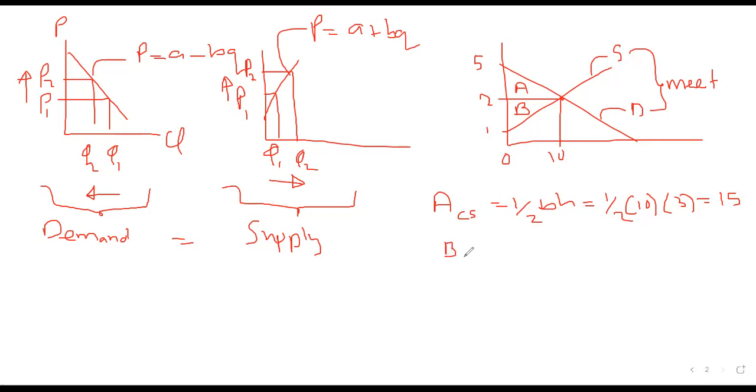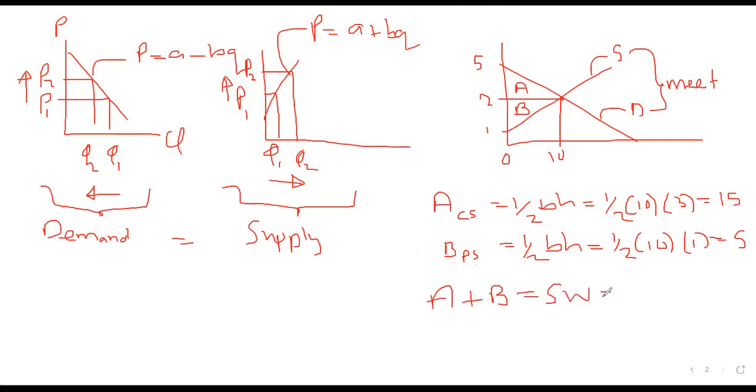Our producer surplus is area B. It is still given by the formula half base times height, where our base is still the 10 and our height is the difference between 2 and 1, which is 1. So here we're going to get 5. So we need to add area A and area B to give us what we call the social welfare, the total surplus, if you like. So 15 plus 5 gives us 20. So this is what we call our total surplus.